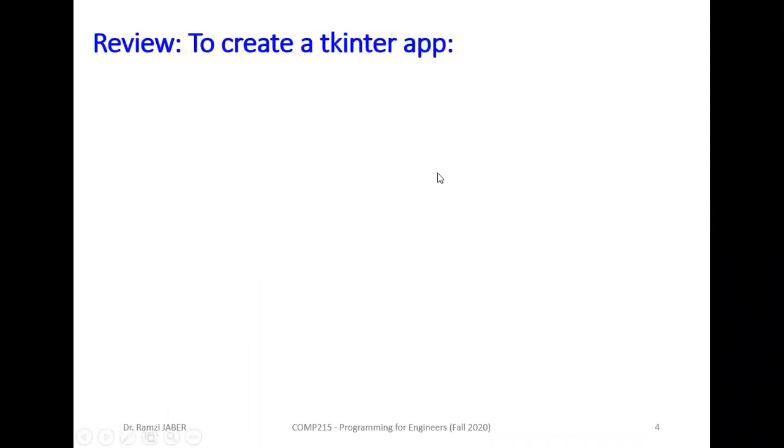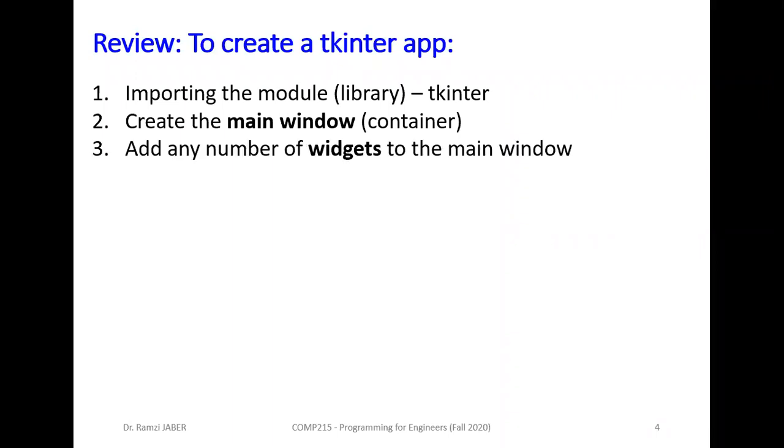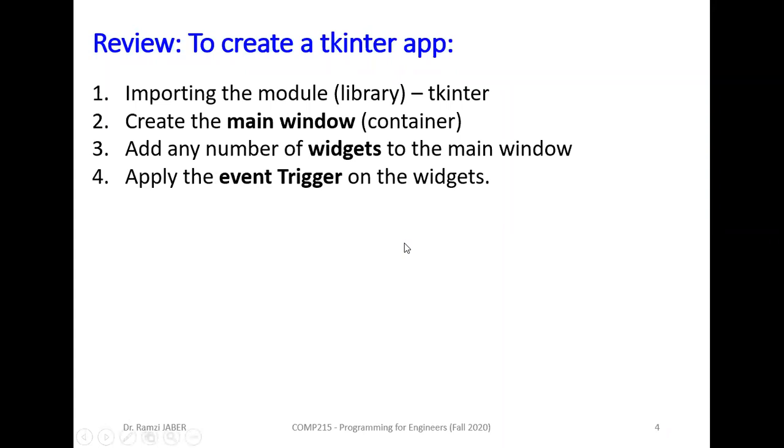Fast review to create a Tkinter application. First step, importing the module library Tkinter. Create the main window container. Add any number of widgets to the main window. Apply the event trigger on the widgets. Means here, write a function and command, and use the command in widgets.